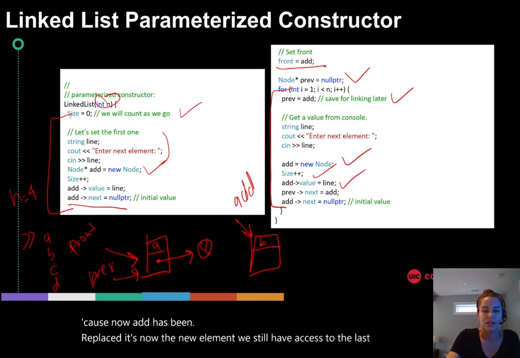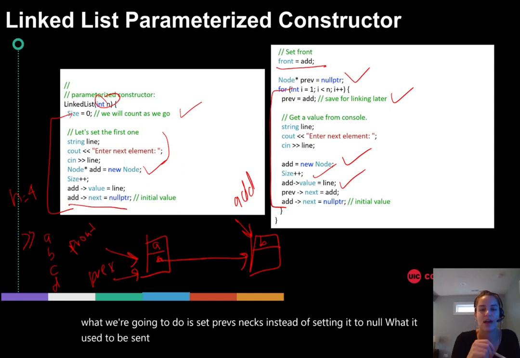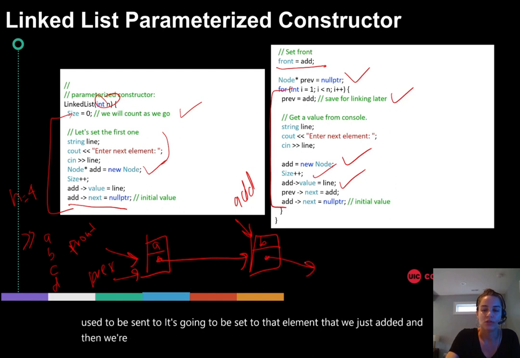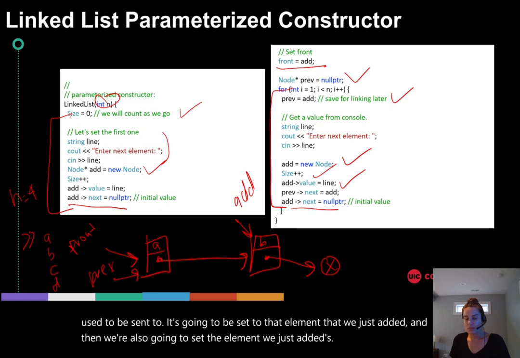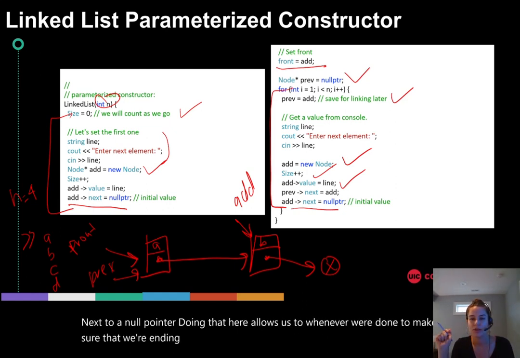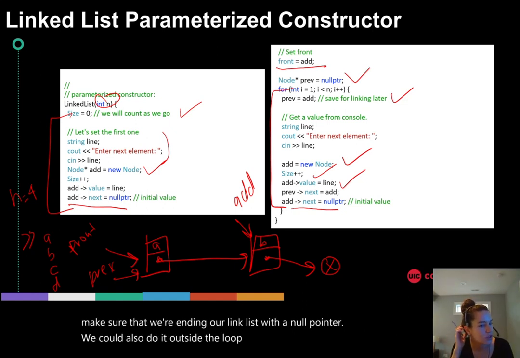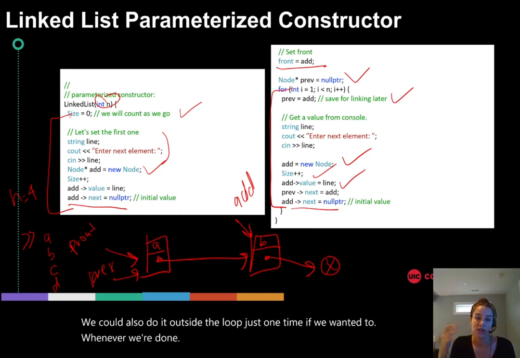And what we're going to do is set prev's next. Instead of setting it to null, what it used to be set to, it's going to be set to that element that we just added. And then we're also going to set the element we just added's next to a null pointer. Doing that here allows us, whenever we're done, to make sure that we're ending our linked list with a null pointer. We could also do it outside of the loop just one time if we wanted to, whenever we're done. All right, so then the loop runs again.